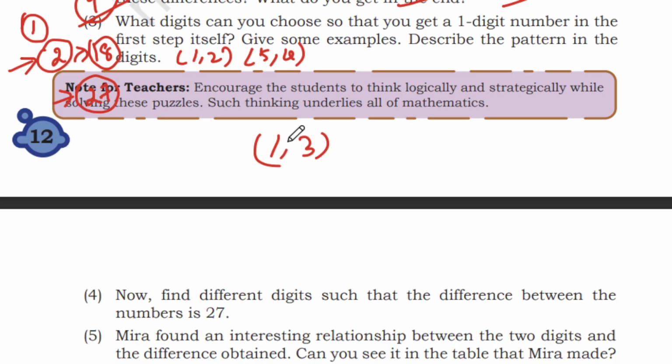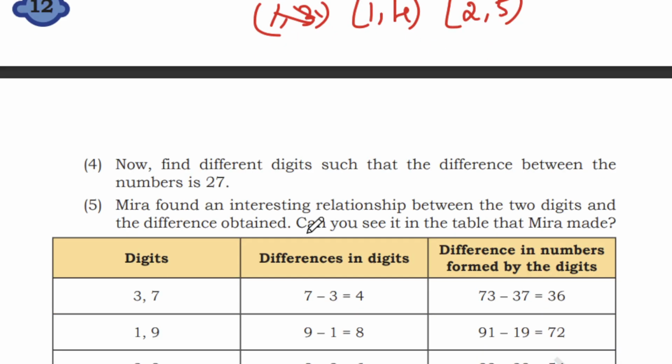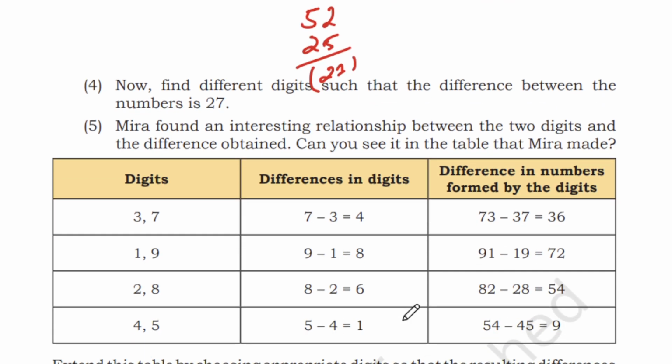So now the difference of the digits should be 3. So 4 minus 1 is 3. Likewise, what number can we take? We can take 2 and 5. 5 minus 2 is 3. So let's try with 5 and 2. The bigger number you will get is 52 and the smaller number is 25. So 52 minus 25 is 27. Okay, so that is what is given here also.